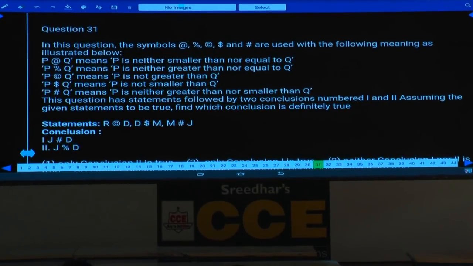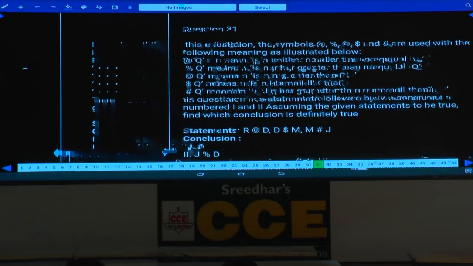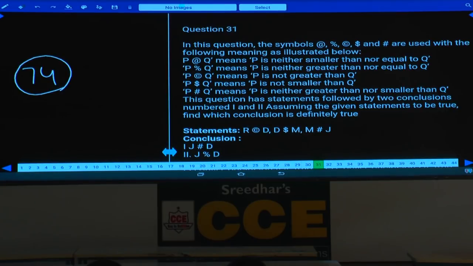Paper number 74. Now in this paper number 74, question numbers 31 to 35. These 5 questions are based on coded inequalities, isn't it?